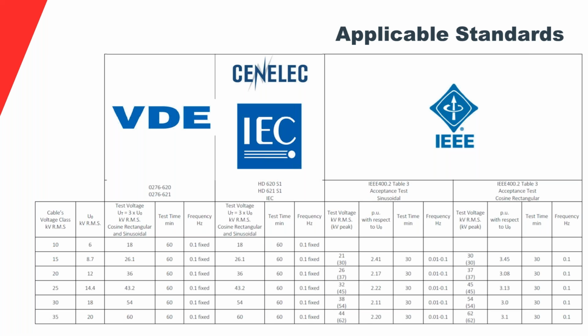And so this is pretty much the testing values that are applicable. And you see, when you compare the PU values, per unit, which means you compare the test voltage against U naught, the operating voltage of the cable, you can also see that the rest of the world is cookie cutter, 3 times U naught. And in IEEE, there's a fairly complicated test table, table 3.